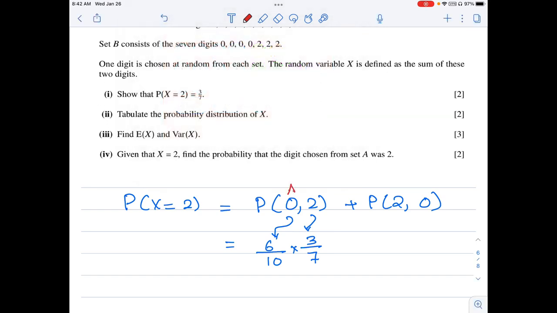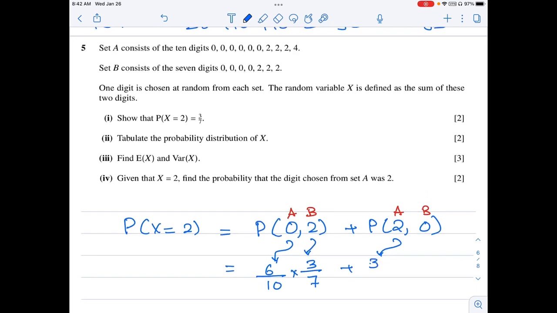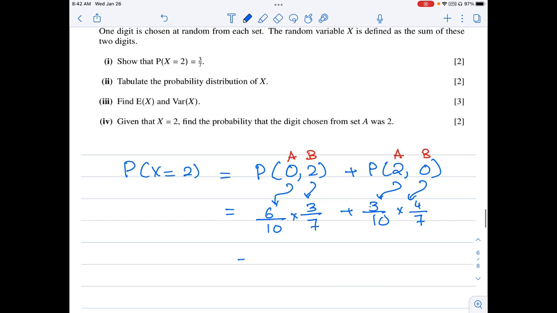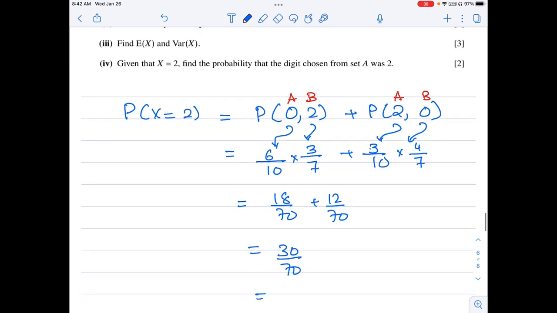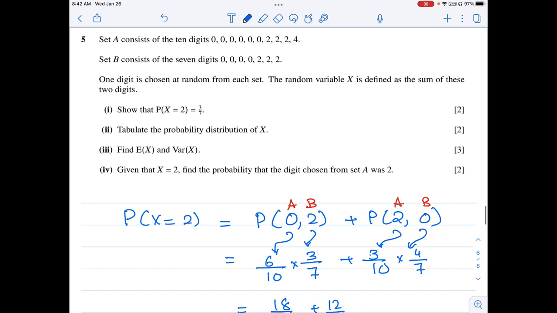So I can write it out. This is from set A, set B, set A, set B. Now plus, how many 2's do I have in set A? I have 3 2's upon 10. And how many zeros do I have in set B? 4 zeros. So 4 upon total 7. Simplify this, you should be getting 18 by 70 plus 12 by 70, which is 30 upon 70, which is 3 upon 7. I think so. That is the first part answer.